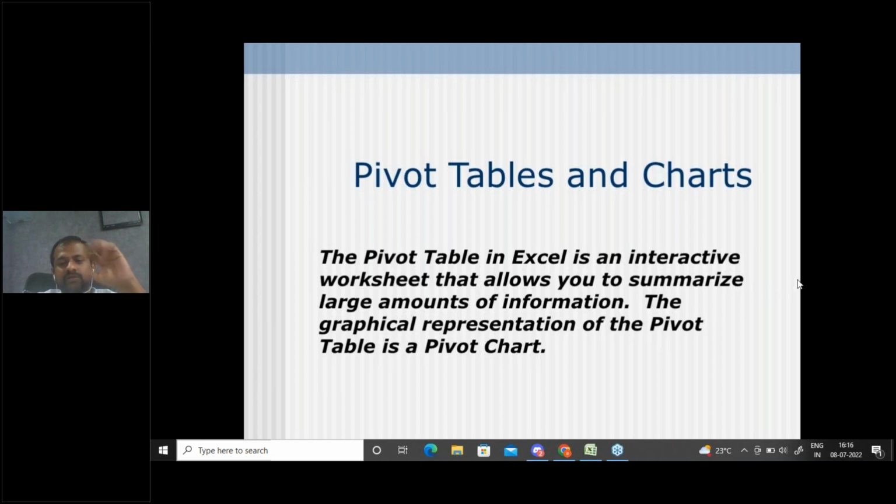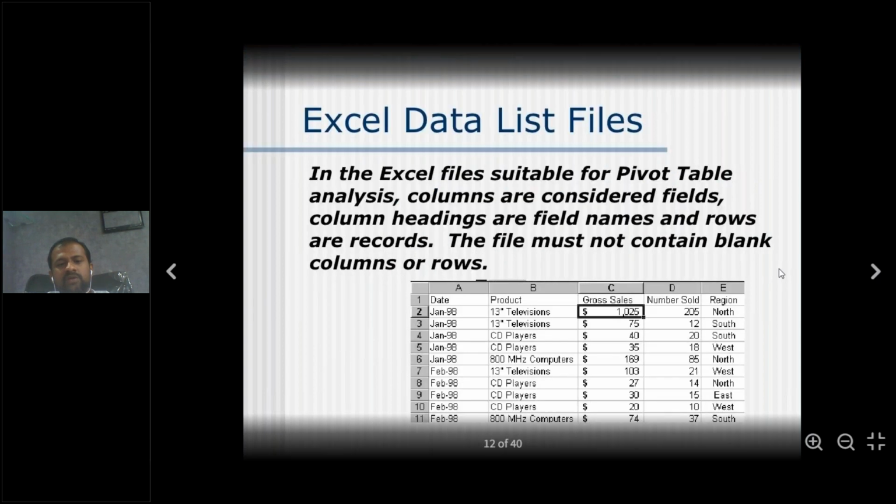I can resolve your queries. So suppose we have a huge amount of data, and as I told you, we normally use this in the Excel file suitable for the pivot table analysis. Columns are considered field columns, headings are field names, and rows are records. You can observe here we have columns like date, product, gross sales, number sold, region. There are different dates, different product names, sales values, number sold, and the regions where it is located. So this is the data.